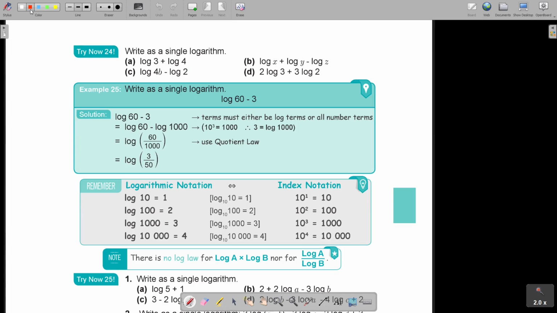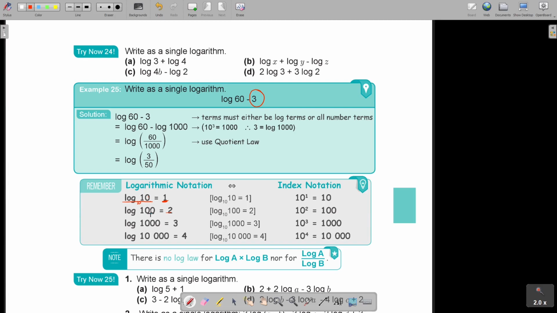Now, in this case, you first should have created a log there. Because in grade 11, you just work with a base of 10. So 1 will be log 10, because it's 10. 2 will be log 100. 3 will be log 1,000. 4 will be log 10,000.